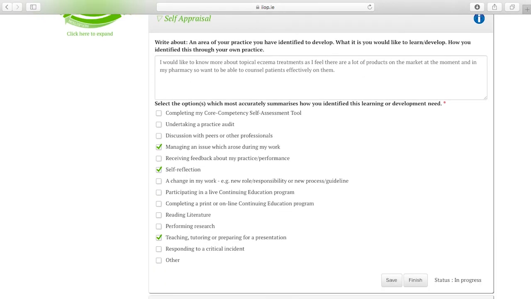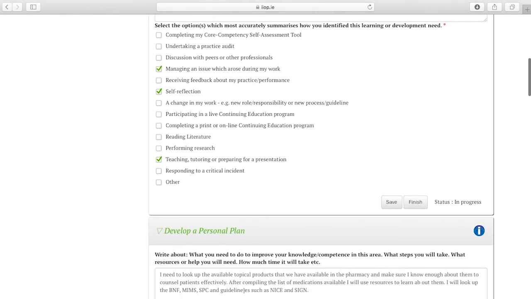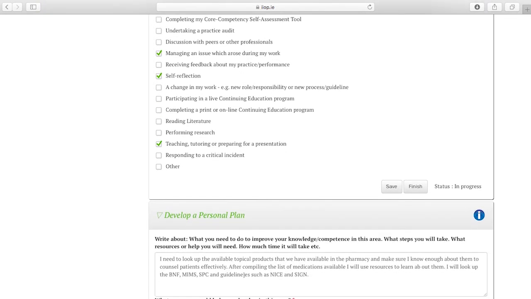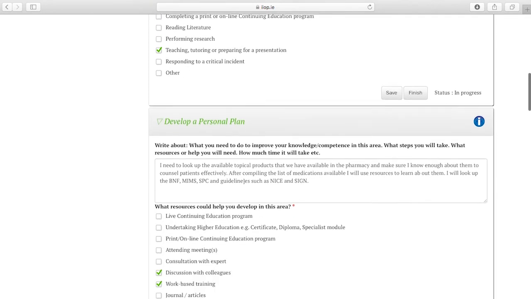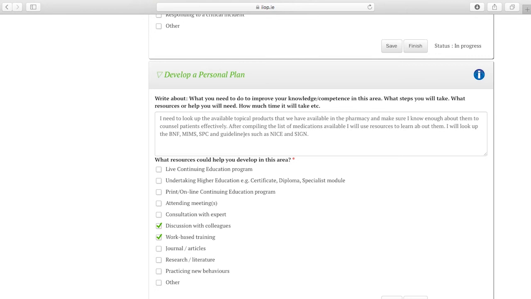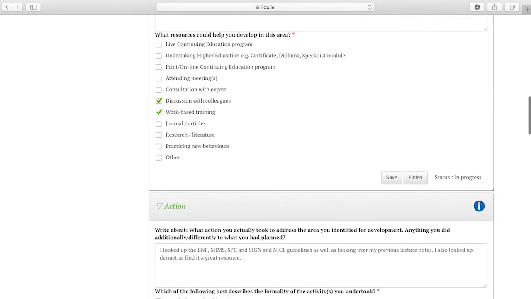And also at the time I was doing a talk on eczema, so I was teaching, tutoring, or preparing for a presentation. So the plan was that I need to look up the available topical products that we have in our pharmacy and make sure I know enough about them to counsel patients effectively. After compiling the list of meds available, I'll use resources to learn about them. I will look up the BNF, MIMS, SPC and guidelines such as NICE and SIGN, also discuss with colleagues, and it is part of my work-based training.